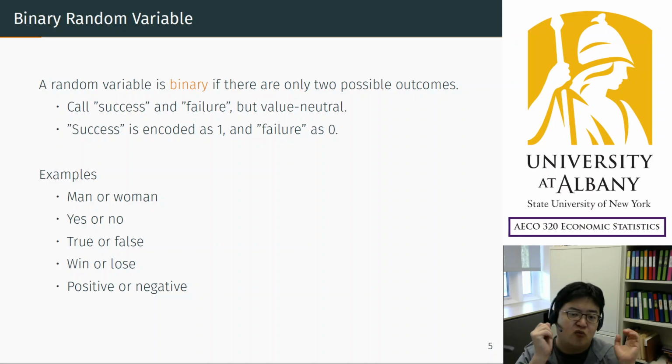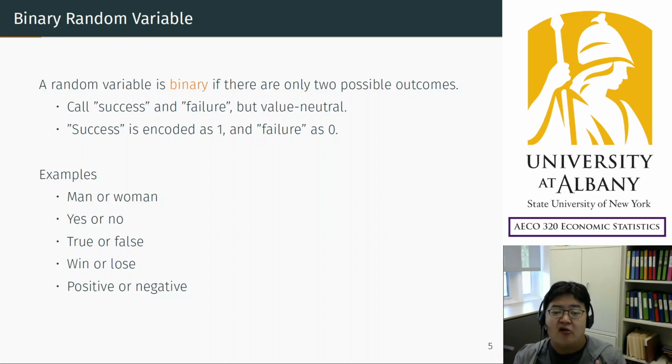And if you call woman as success, that's also fine. It's just generic labeling, so it's value neutral. Success is not good. Failure is not bad. So don't be confused. And it's like encoding.